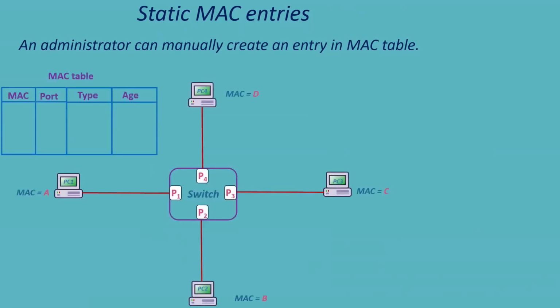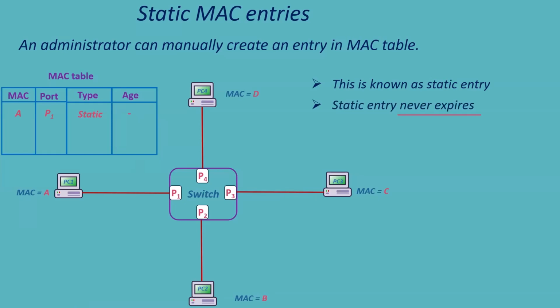Static MAC entries. Now, these entries are made manually by an administrator. So we have our topology, and here an entry has been made by an administrator. Bear in mind, no frame has arrived on the switch, so it hasn't learned anything. This entry is purely made by an administrator, and that's why it is a static entry. It shows up as static, and the rest of the things are the same. So the entry has been created. This is a static entry. Since there is no age associated with it, it does not expire.